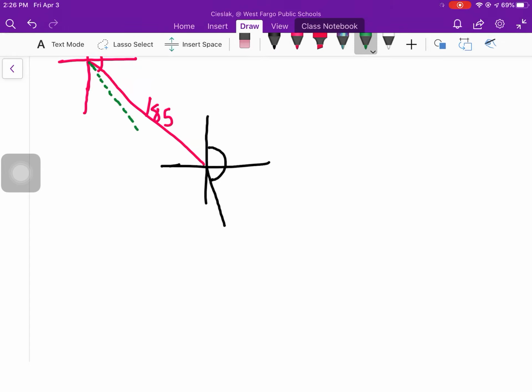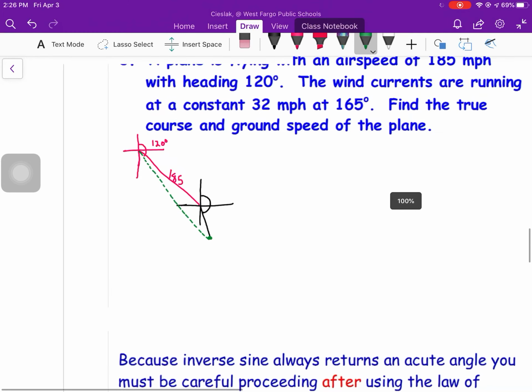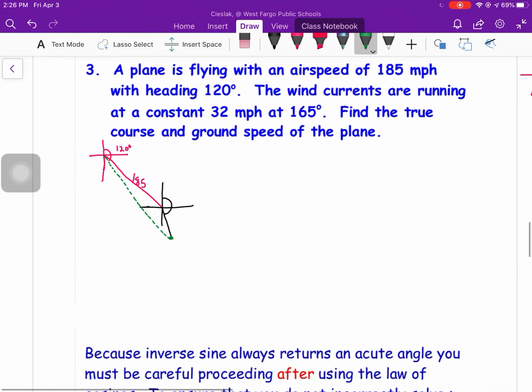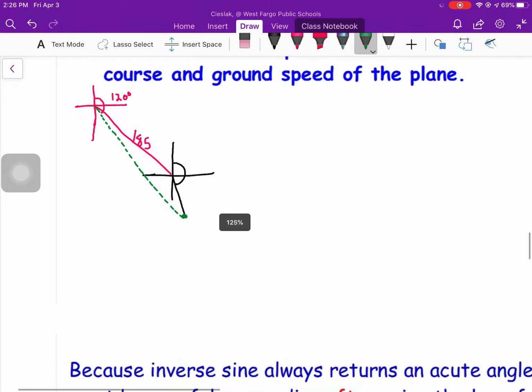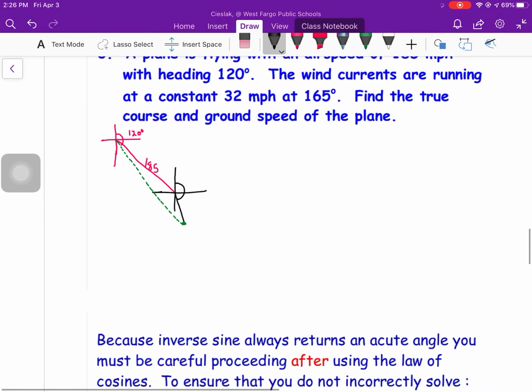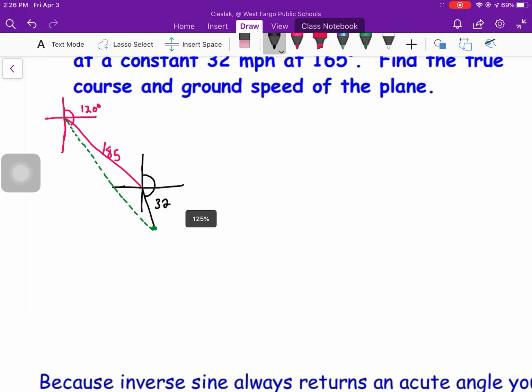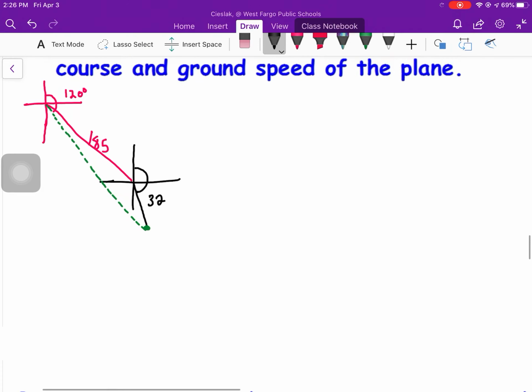Okay, so if you remember what we talked about, that was my starting point. This is where we end up down at this point. I want to know the true course and the ground speed of the plane. So ground speed, if you remember, is just the vector in green that I drew that resulted. Okay. So it's pretty obvious this is not a right triangle.